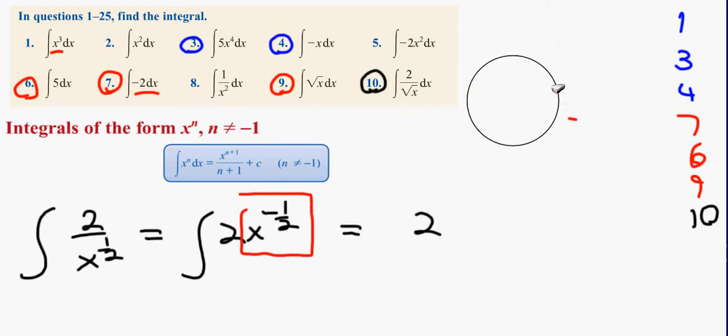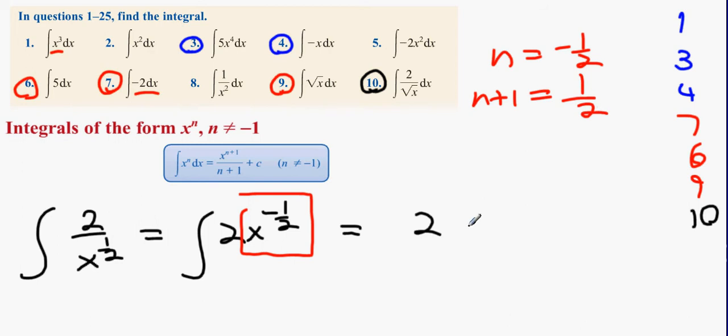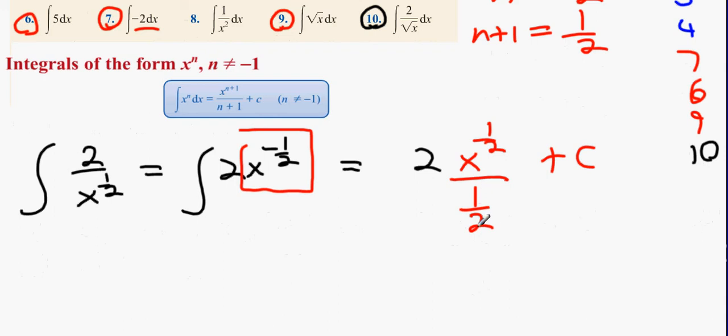So what happens is we're going to let n equal minus a half. n plus 1 therefore is going to equal plus a half. So we're going to have x to the power of n plus 1, which is a half, and then all over n plus 1, which is divided by a half, plus c. Turn that half upside down, and when you turn a half upside down and bring it to the top, it's going to turn into 2. 2 multiplied by 2 is 4. It's going to be 4x to the power of half plus c. Okay? And that's our answer there for basically 1 to 10.